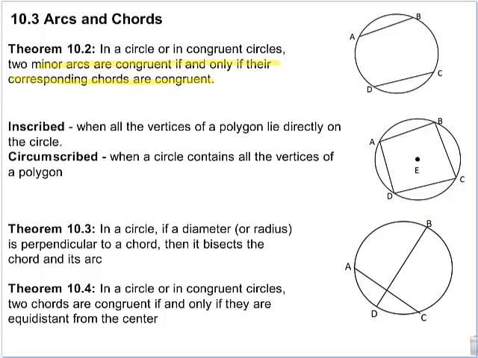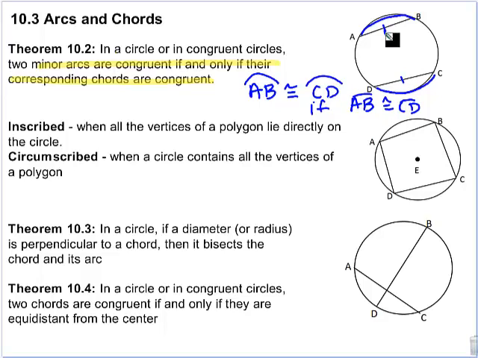So we have minor arc AB. We have minor arc CD. So we can say that arc AB is congruent to arc CD if chord AB is congruent to chord CD. So if those two chords are equal, then the two arcs would have to be equal to each other as well.